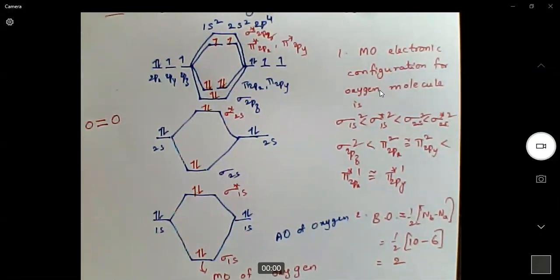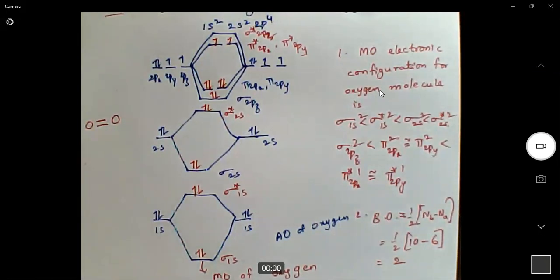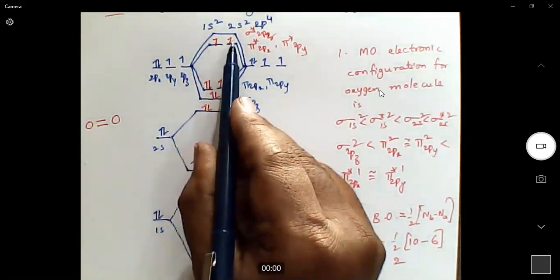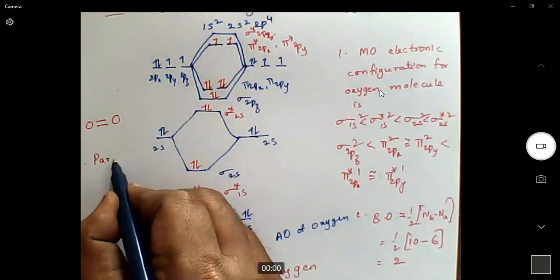Now, what is the magnetic character? Whether it is a paramagnetic material or a diamagnetic material. Because we have single electrons, there are 2 single electrons, it is a paramagnetic material.